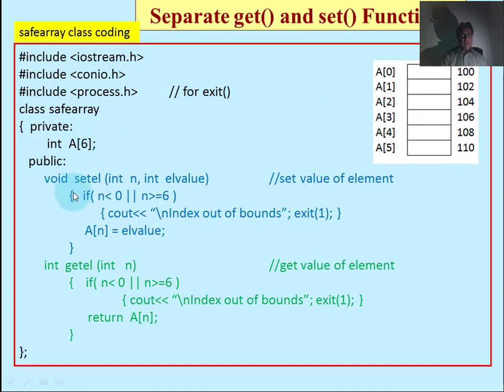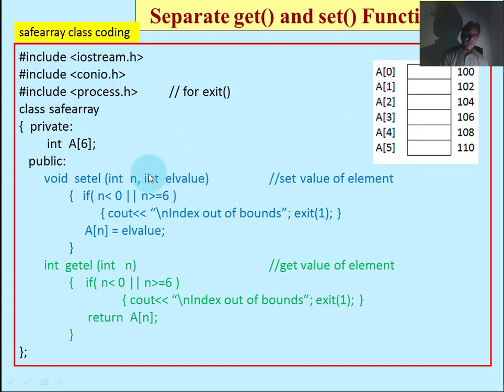In the public section, we have two functions. This is the function for insertion of values into the array, and this green color function, get element, is the function for retrieving the value from the array. And here n is actually the index, that is 0, 1, 2, 3, 4, 5.